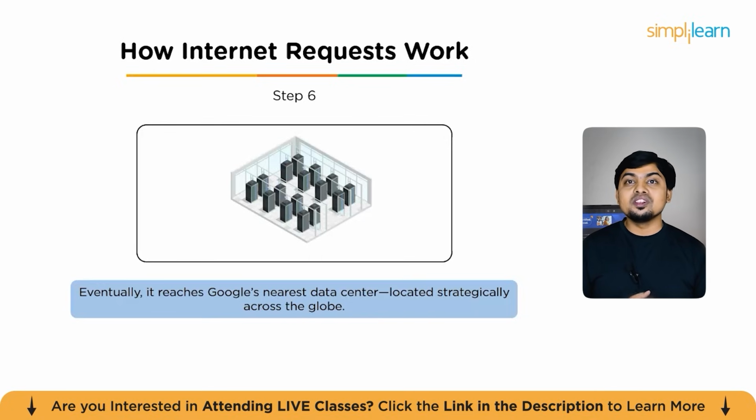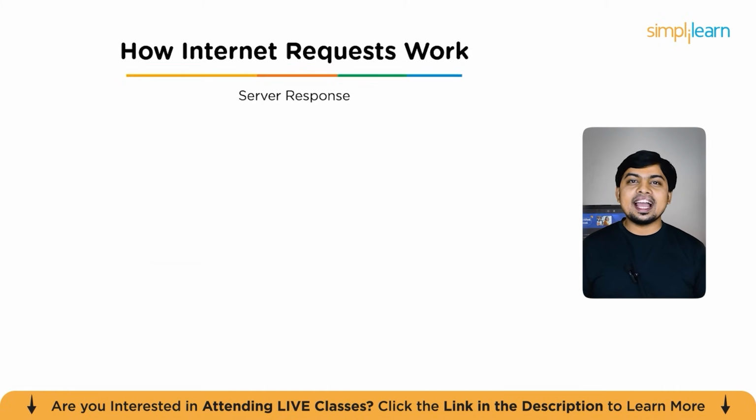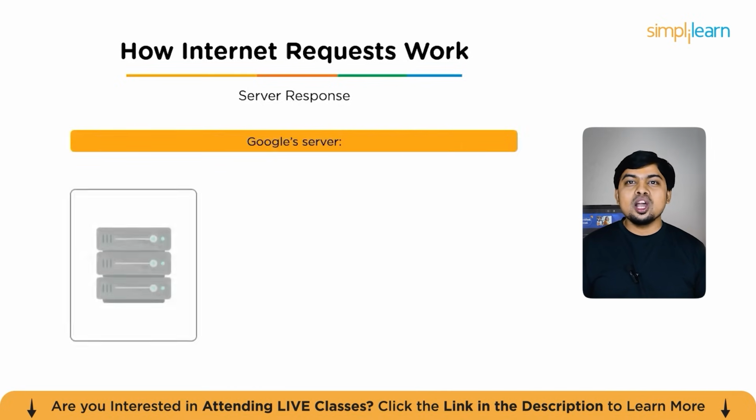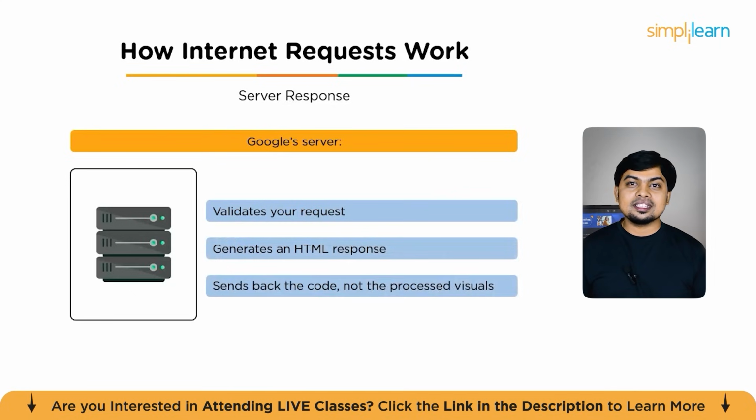Now, how Google responds to your request is our next step. Once your request reaches the server, Google performs three main actions. First one, it validates your request. The server checks who is requesting, is the request safe, what page or resource is being asked for. These are the three confirmations that it will perform.